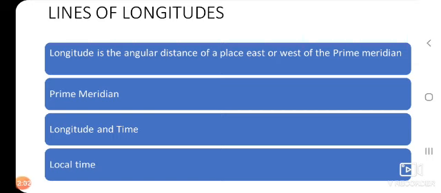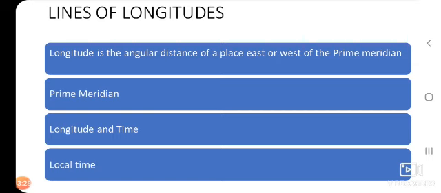For example, 60 degrees west and 60 degrees east. In the same way as with latitudes, where we write 0 degrees, 23.5 degrees north and 23.5 degrees south, for longitudes we also mention west and east. They are suffixed by degree W and degree E.